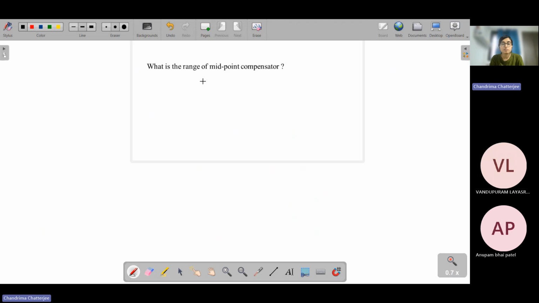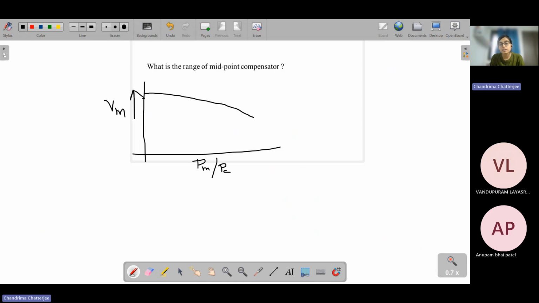Now, how to find out what is the range of the midpoint compensator? The range means that, I told you about the plot. What was the plot? This was Tm by Tc. And here it was Vm, the midpoint voltage versus the loading, per unit loading. The voltage was something like this.